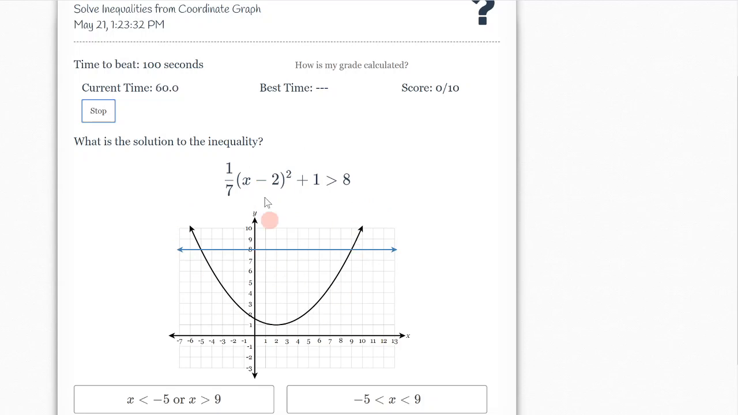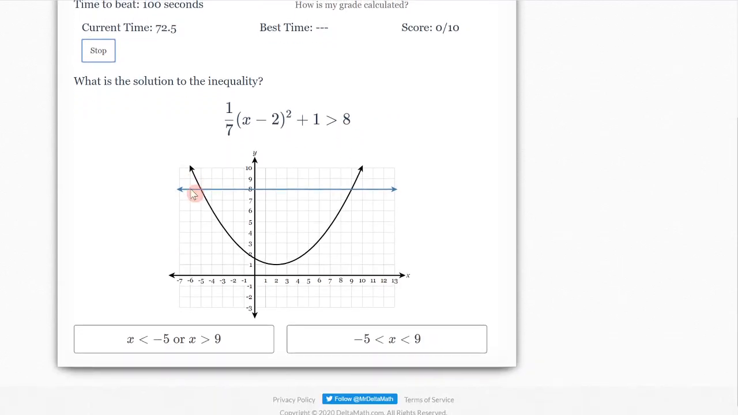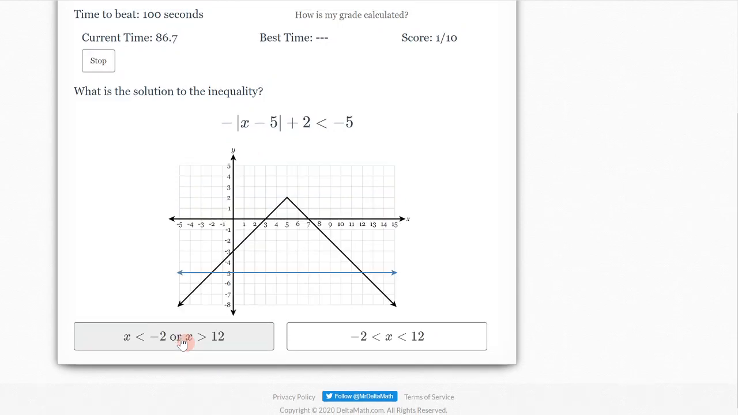I guess this is 2 to the right, 1 up with a 1/7 vertical stretch or compression, whatever. I don't care. Because it's graphed for me, all that I care about is where this black line is greater than 8. Well, there are two possibilities. It can be greater than 8 over here, where it's above the blue line, or it's above the blue line over here. So this first interval is less than -5 or greater than +9.